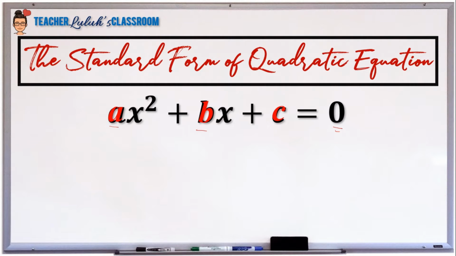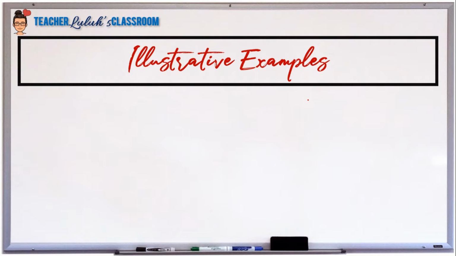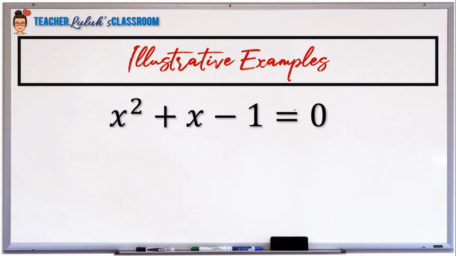Okay, so let's try. Pag pinag-aralan natin or pag tinignan natin yung mga standard form ng equation or ng quadratic equation, hindi unique yung standard form niya. What do I mean by that? We have what we call equivalent equations. Okay, for example, let's have x squared plus x minus 1 equals 0. As you can see, this is already in standard form, right?